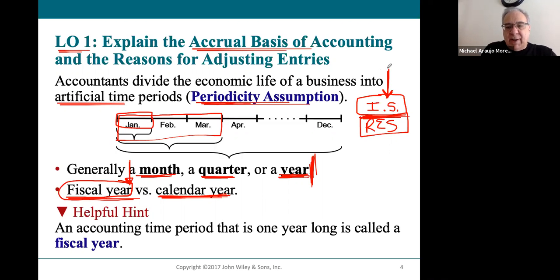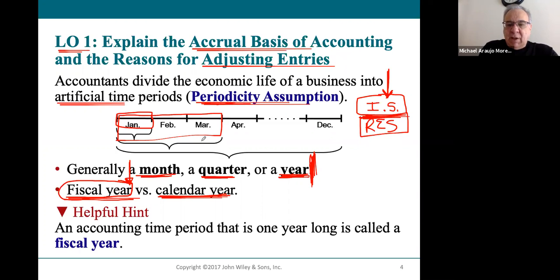Again, what are they measuring? Profit and loss. All right. Again, they have to separate these every year, whether they use a calendar year or a fiscal year. So the process that they have to go through is they have to adjust their books first before they can close their books for the year. And that's what makes Chapter 4 really challenging. That whole process is explained here.